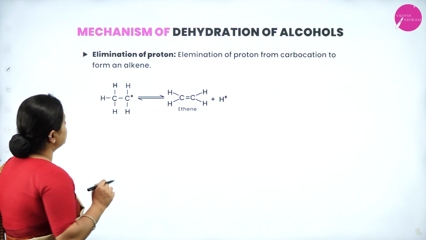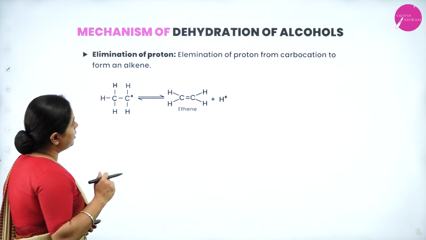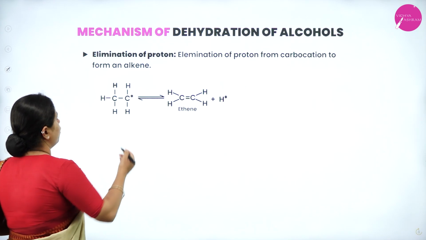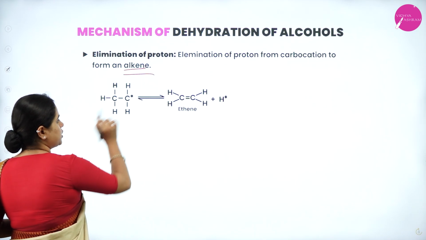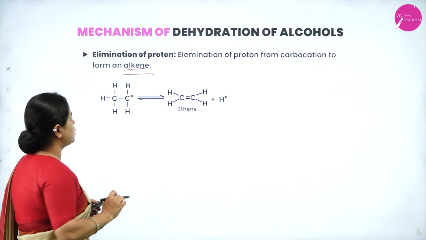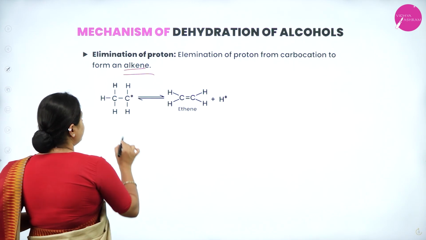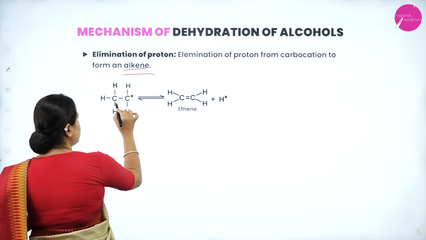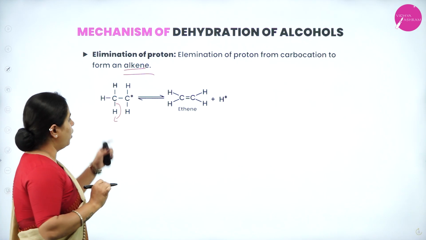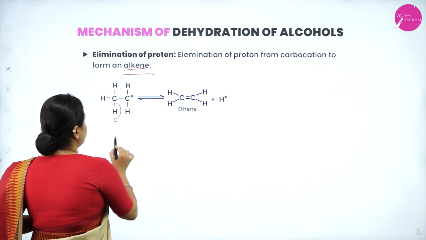Now the last step is elimination of proton. Elimination of proton from carbocation forms an alkene. So this is your carbocation which is formed. So now what is going to happen? We are going to remove the proton from here. One H plus will be removed. So what you are going to get?